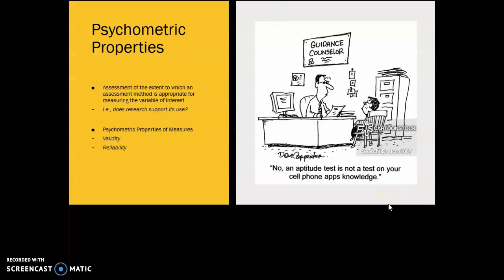So the first thing we're going to talk about is psychometric properties. And psychometric properties is an assessment of the extent to which an assessment method is appropriate for measuring the variable of interest. So, for example, if you are interested in measuring racism, you're going to want to know that the measure that you're using is appropriate for that. In other words, does research support its use as a measure of that particular trait? And there are two metrics used in determining the psychometric properties of measures, and these are validity and reliability, which we'll talk about both separately and then jointly.